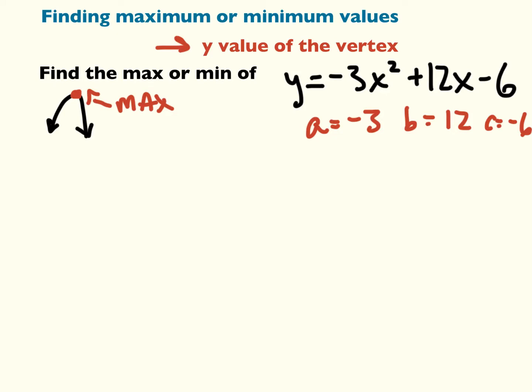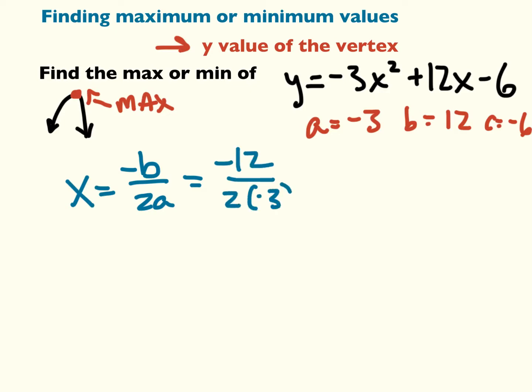Since I'm looking for the vertex, the very first thing I'm going to do is find the x value of the vertex. The x value of the vertex comes from the opposite of b over 2a. So the opposite of b would be negative 12 over 2 times a, which is negative 3. So negative 12 over negative 6 equals positive 2. This is the x value of the vertex, and x equals 2 would be our axis of symmetry.